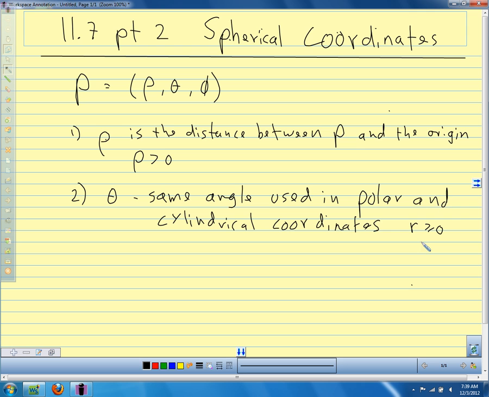And we'll draw a picture here so that we get a visual for all of these. And third, phi is the angle between the positive z-axis and the segment joining the origin and P.